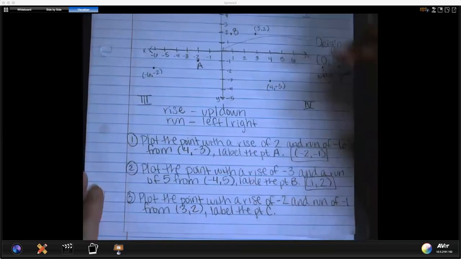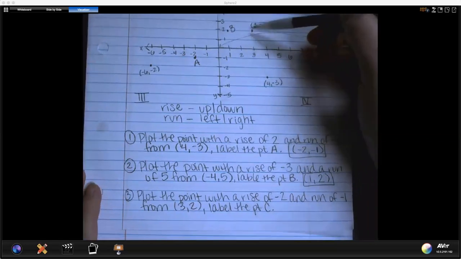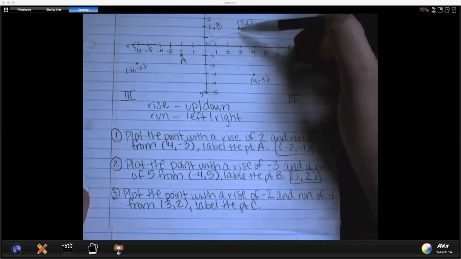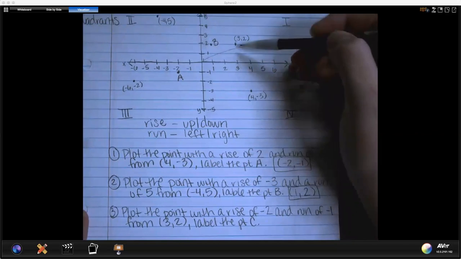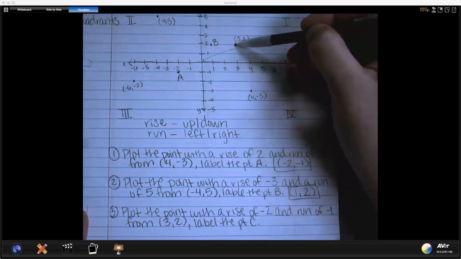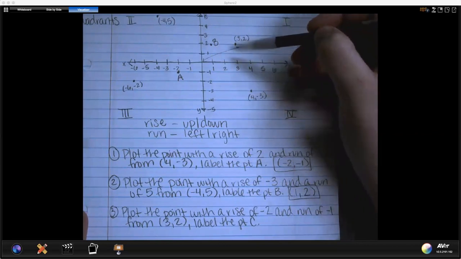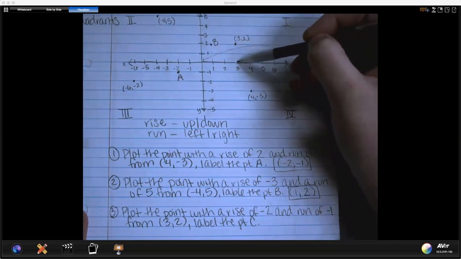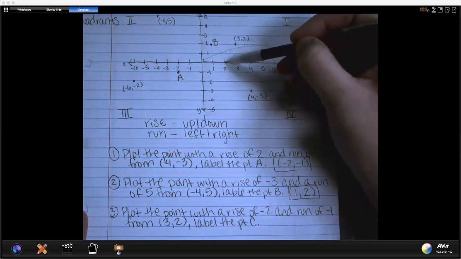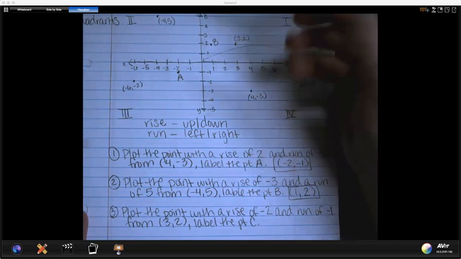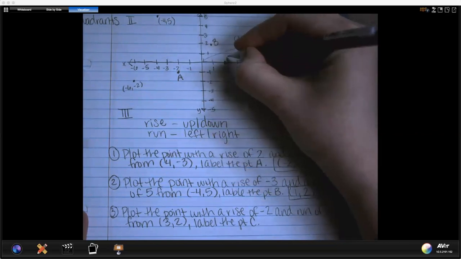So we are from point 3, 2. Let's stop. I'm trying to show you the thing and the question. So, okay, 3, 2. We're gonna rise -2. So that means we're gonna go down 2. Boom, boom. Okay. And then we're gonna run -1. So we end up here.